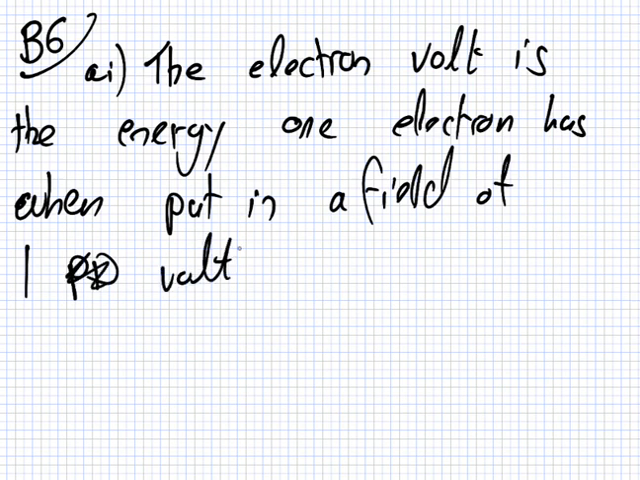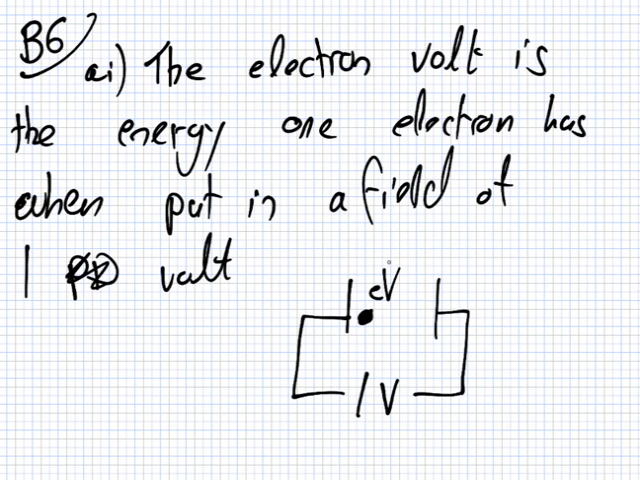So basically, it's the energy an electron has when you put it between 1 volt. So if this here is 1 volt, and your electron is here, the energy it has is 1 electron volt. Got it? You wrote this down? Did you write all of this down? Are you sure? Okay.